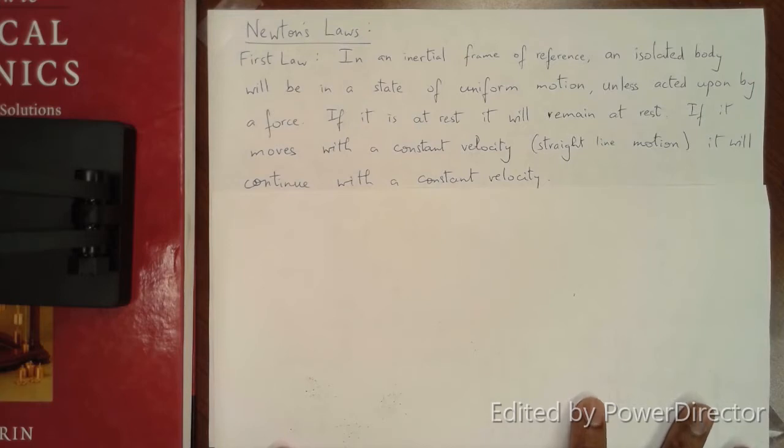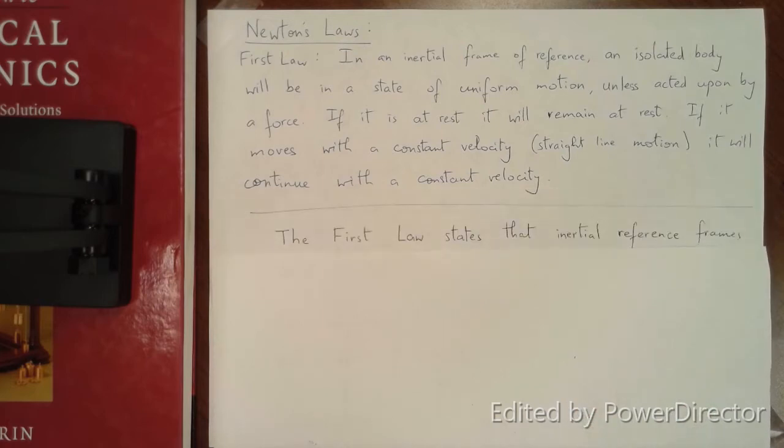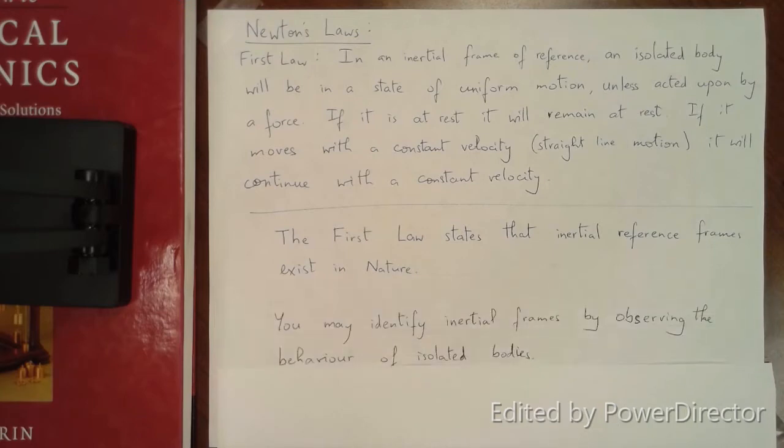The first law basically tells us that inertial reference frames exist in nature. And then it tells us how to identify inertial reference frames. You identify them by observing the behavior of isolated bodies. If an isolated body with no forces acting on it is at rest and remains at rest, then you are in an inertial frame. If, however, you notice that this isolated body starts accelerating, then you know that your frame of reference is non-inertial.